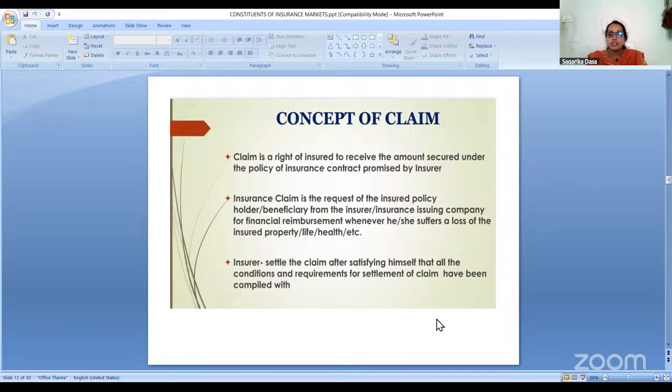An insurance claim is a request by the insurance policy holder or beneficiary to the insurer, the insurance issuing company, for financial reimbursement whenever he or she suffers a loss of the insured property, life, health, etc. If it is a health insurance policy, the policyholder will receive the claim. If it is a life insurance policy, then the claim is received by the insured party from the insurance company. So like that, an insurance claim is the amount which is received by the insurance policy holder when he or she suffers a particular loss or when the contract comes to an end.